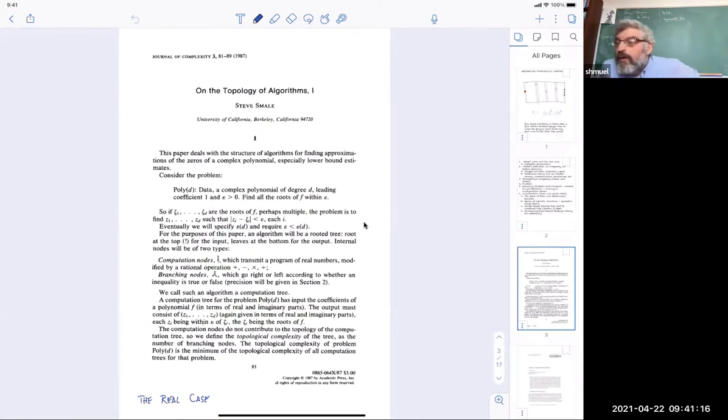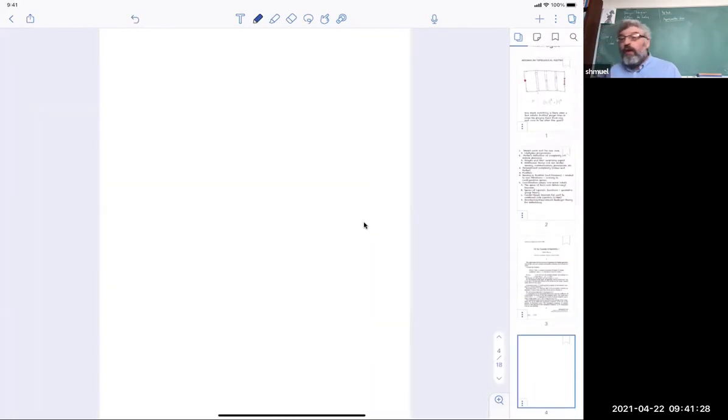Okay, so anyway, these are my goals for the talk. But unlike this robotic football where we assume that the robot achieves his goal, there's no reason to believe that I will achieve my goals. Okay. So this is the seminal paper of Steve Smale.